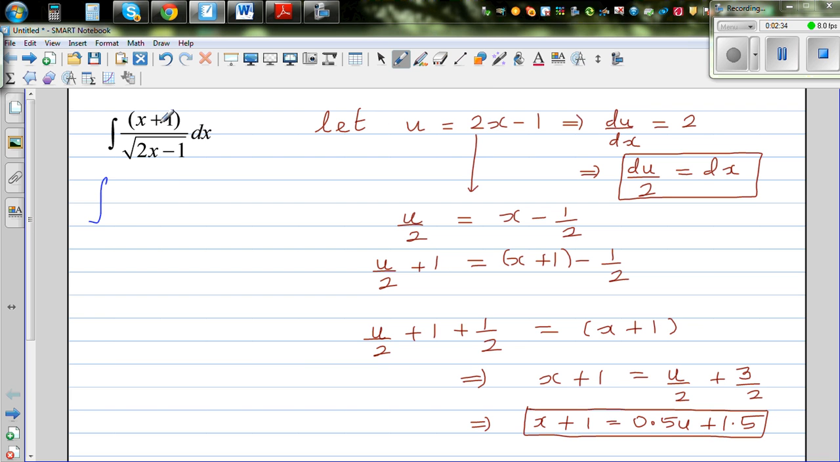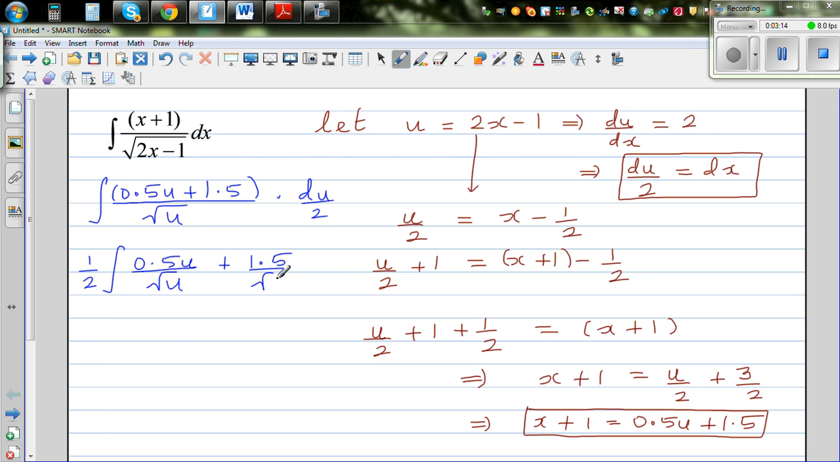the integration of x plus 1, which I can write as 0.5u plus 1.5, over the square root of u. And dx is du by 2. So I can factor the half out. So this is half times the integration of, dividing the numerator by square root of u, 0.5u over square root of u plus 1.5 over square root of u du. Let me put this in the bracket.